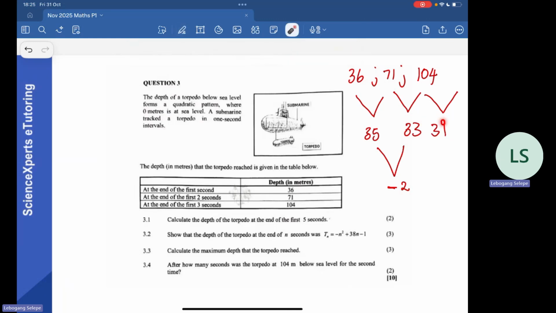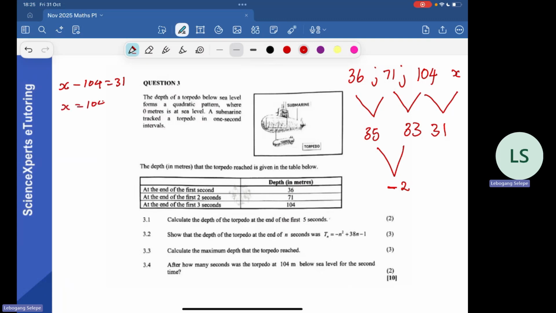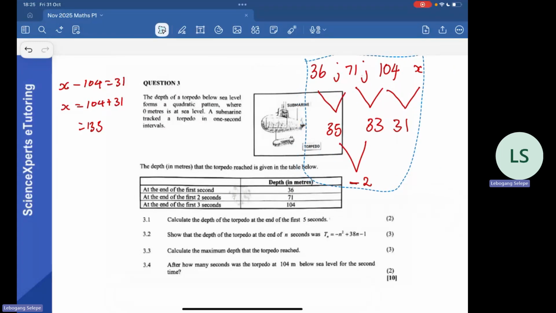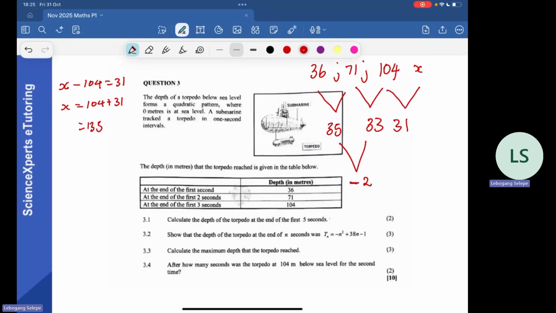But I know for me to get this 31, I took this value that would be here minus 104 to get 31. So let's call this one x. So I'm going to say x minus 104 is 31, right? So I'm going to have that x is equal to 104 plus 31. So let's see, 104 plus 31, that's 135. So I know for sure that this value here is 135, right?